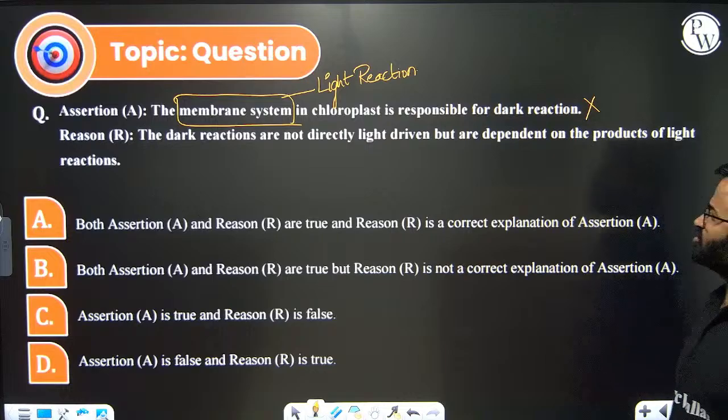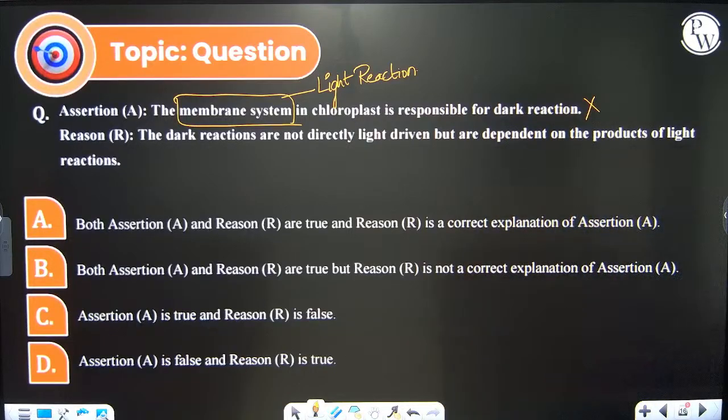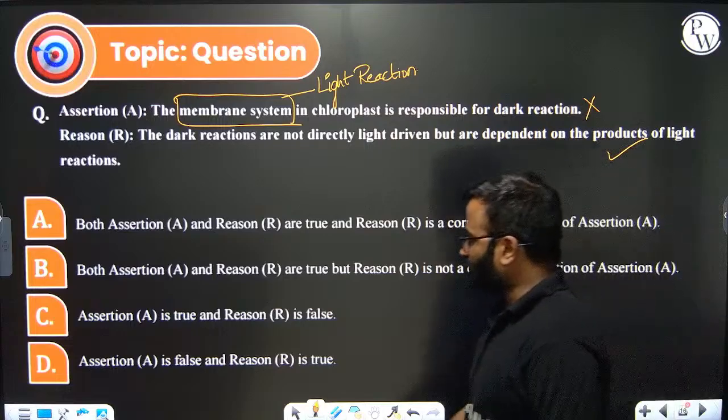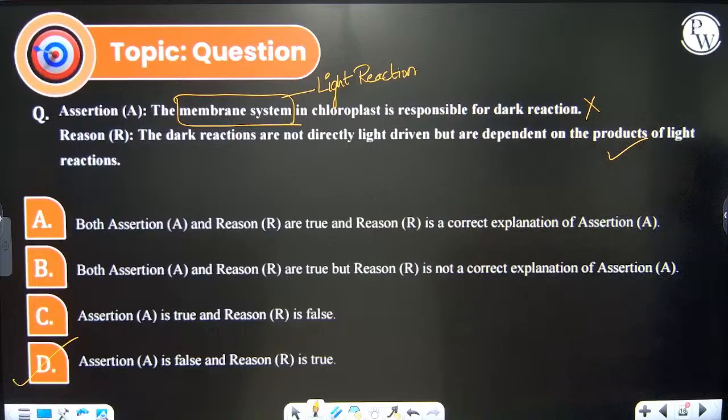Next, the dark reactions are not directly light driven but are dependent on the products of the light reaction, which is true as a statement. So what would be your answer? So this is right. So D will be your answer. Assertion is false. Reason is true as a statement.